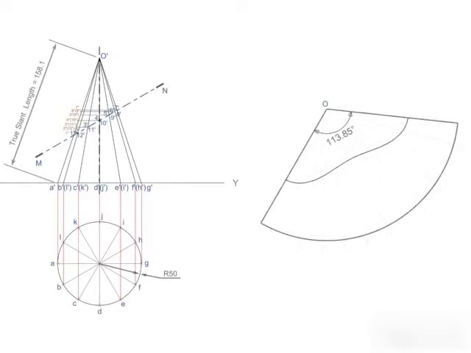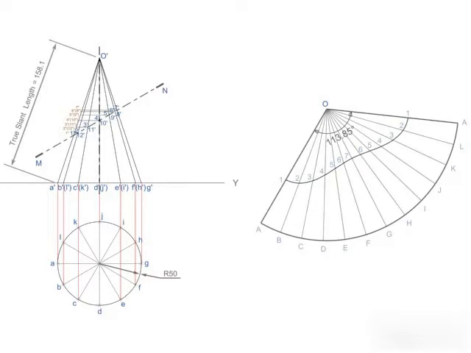Fine. Let's construct a development of a cone, which appears as a series of triangles. The area covered will be in the form of a sector of a circle with a subtended angle theta. The subtended angle theta is obtained by the formula: radius of the base circle divided by the true slant length of the cone, multiplied by 360 degrees.